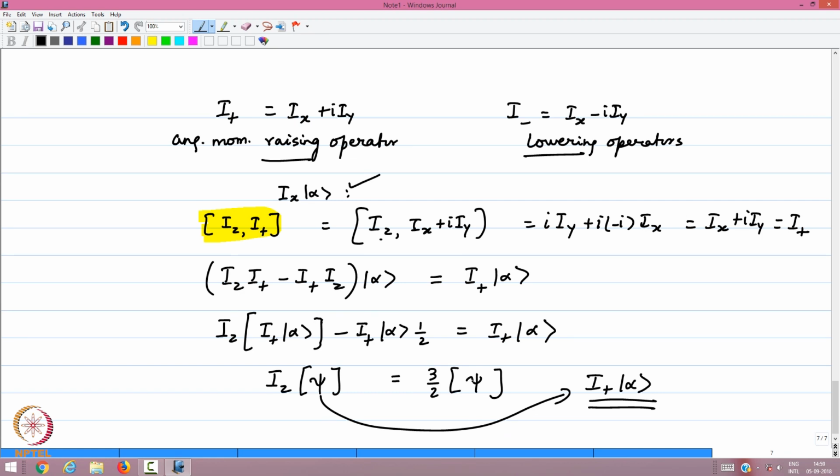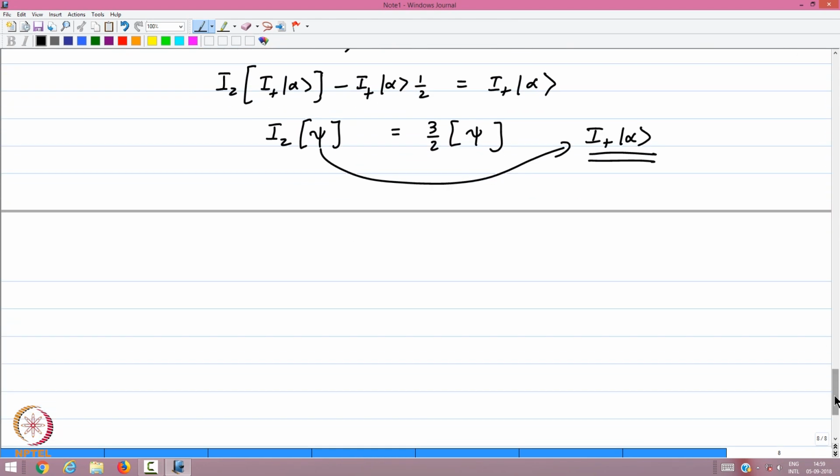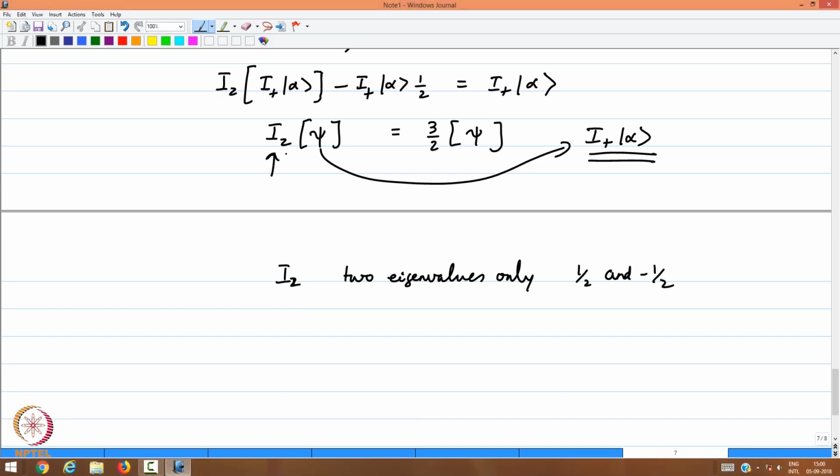That is not possible because we started with the requirement that Iz has only 2 eigenvalues, plus a half and minus a half. Therefore, the state on which Iz acting gives you 3 by 2 is not a possible state for the operator Iz, which means I plus on alpha has to be 0. It does not exist. Okay. So, this is property 1.